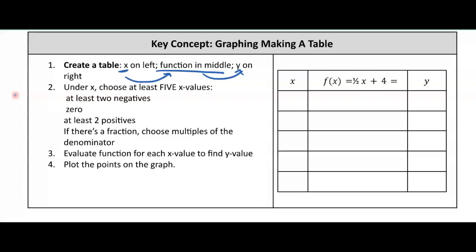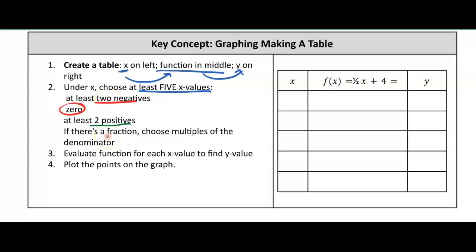If I had 2 points, I don't necessarily know that those represent a straight line. The more points I have, the more likely that I'm actually seeing a straight line. So I do want more than just 2 points. When we do this, typically we want to choose at least 5 x values, and a good set of x values will typically have at least 2 negatives, 0, and at least 2 positives.